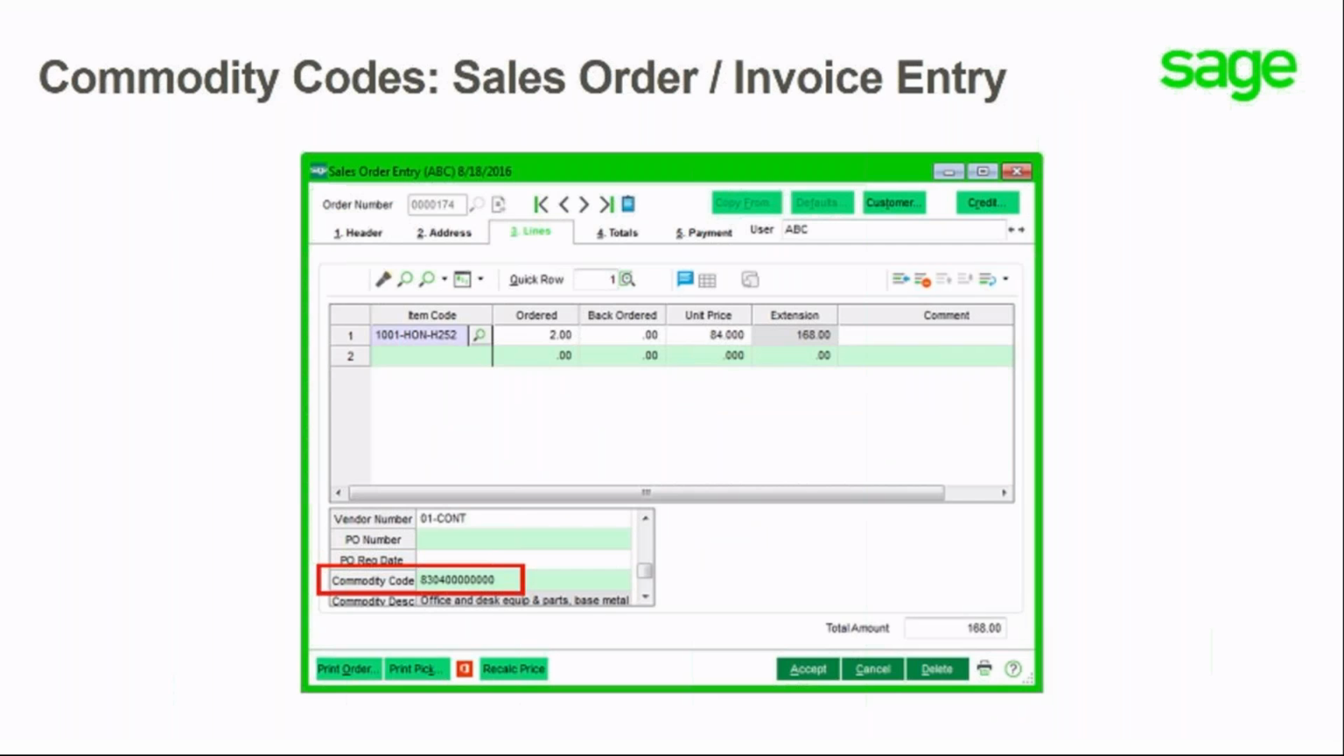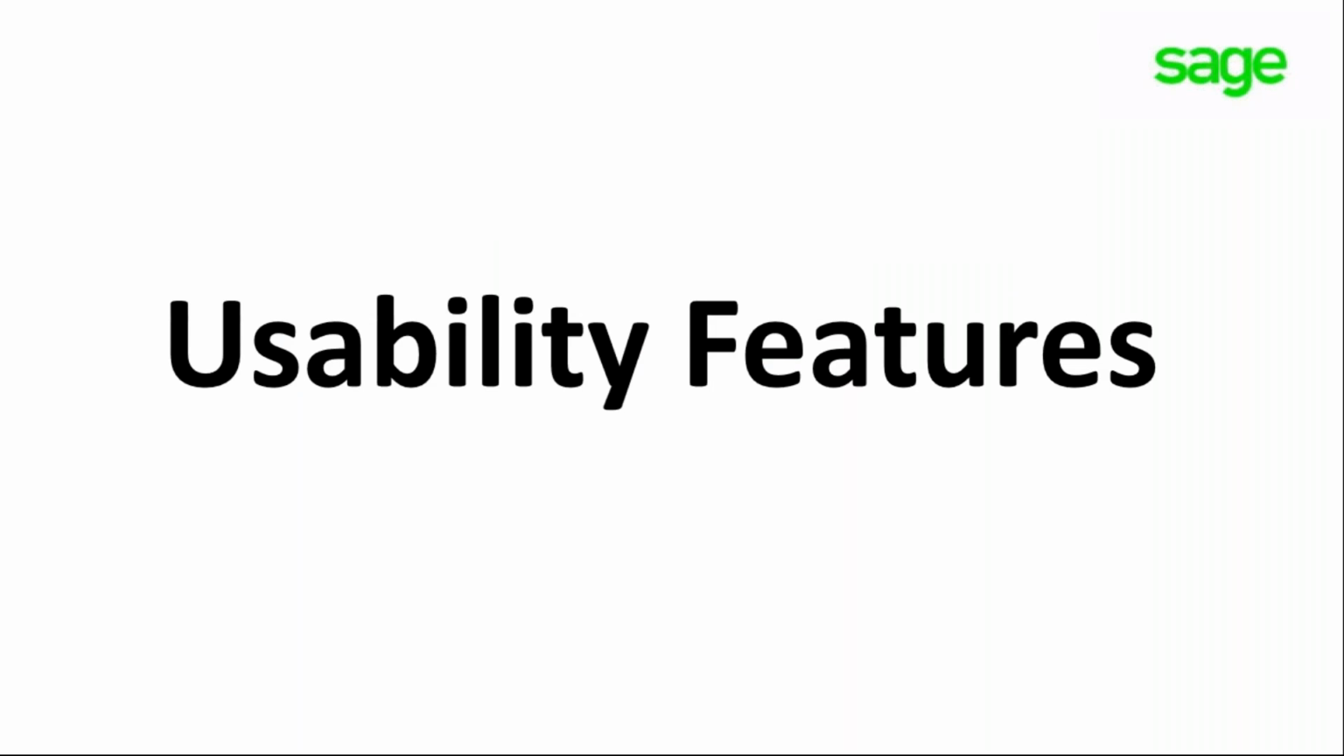And then when you go to enter them on a sales order or your sales order invoice, you'll be able to select that commodity code. Also, if you are in sales order or sales order invoice, you do have the ability to set commodity codes up on the fly.